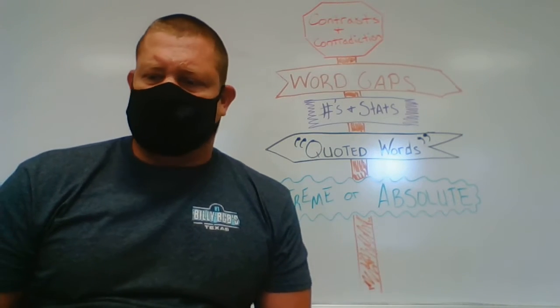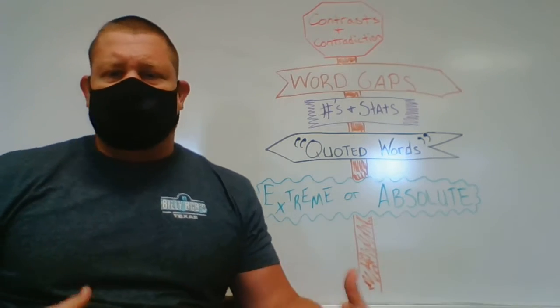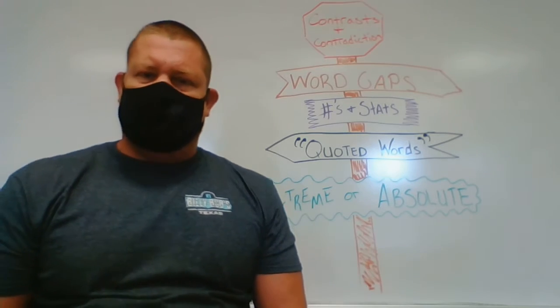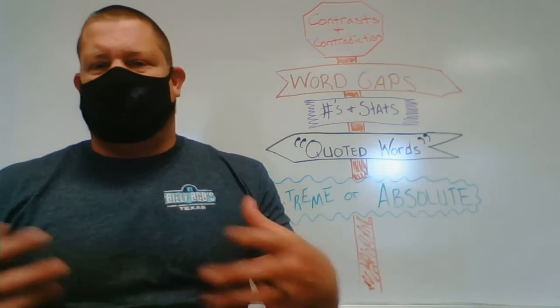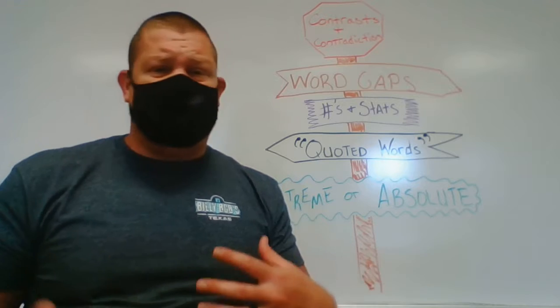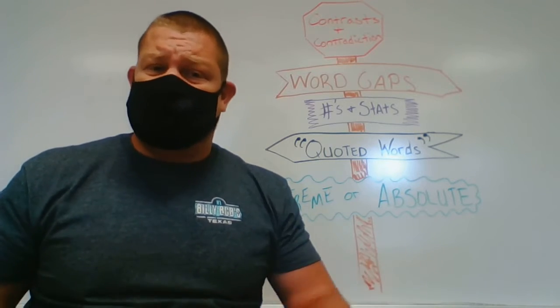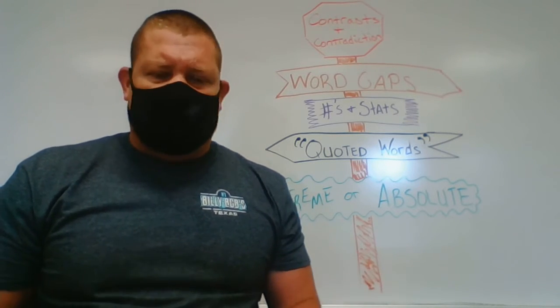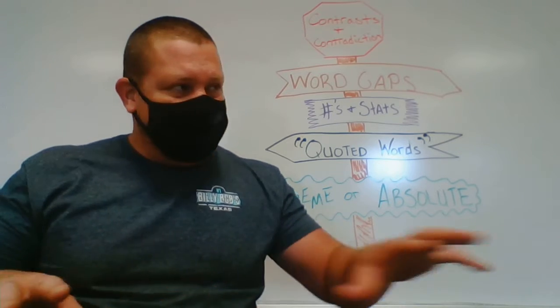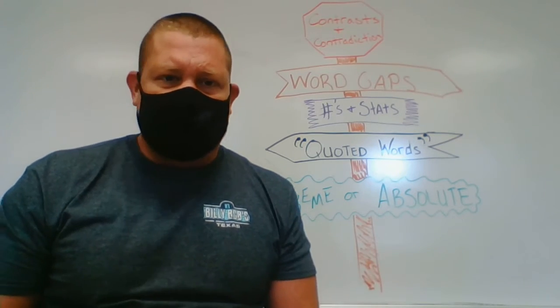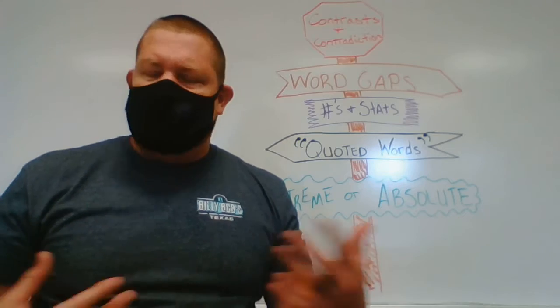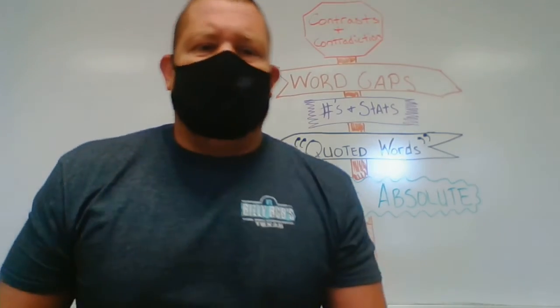Up first, contrast and contradictions. When the author shows you a difference between something you know and something going on in the text, or a difference between viewpoints or characters, just stop. Identify what the difference or contradiction is that's being shown, and why that is important.